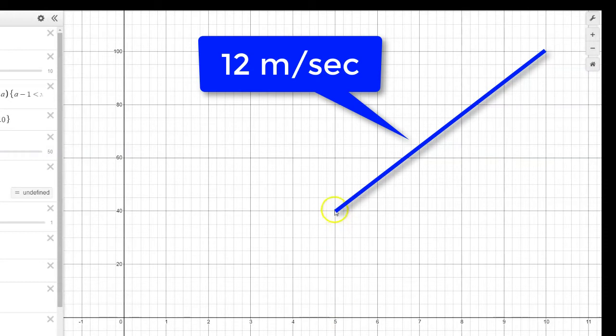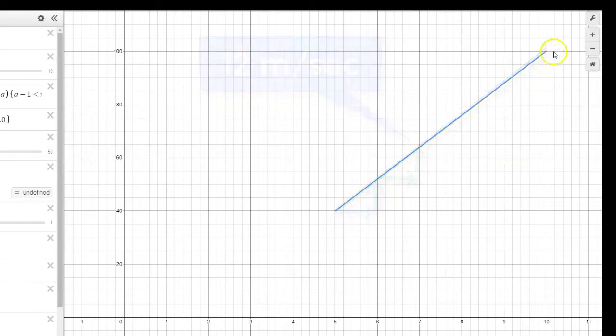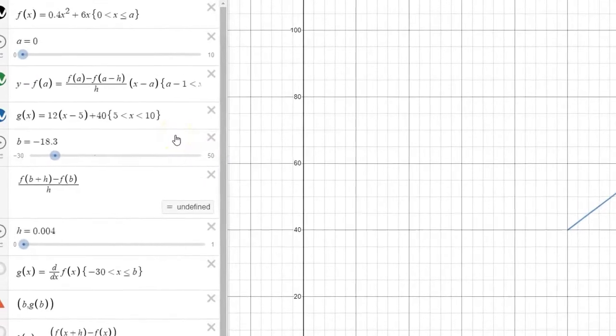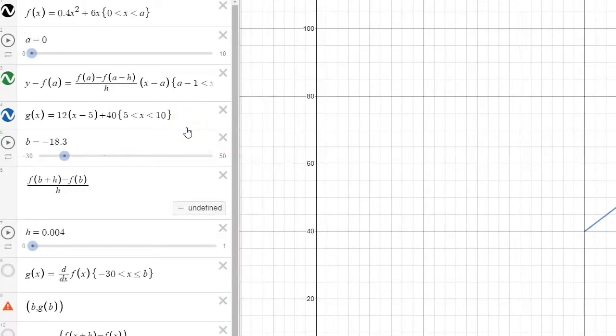At time 5, the runner has run, so he's 40 meters from the starting line. 1 second later, it would be 52. Another second later would be 64, et cetera. We see that constant rate of change, the average rate of change of 12 meters per second for those last 5 seconds until he finishes the race. After 10 seconds, he's gone the full 100 meters. So the question at hand now is, is there ever a time when the runner's instantaneous rate of change is the same as his average rate of change?